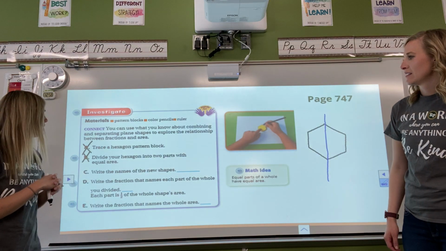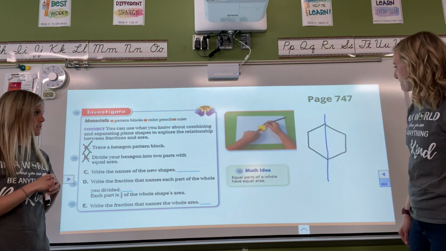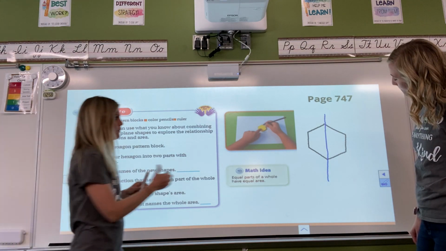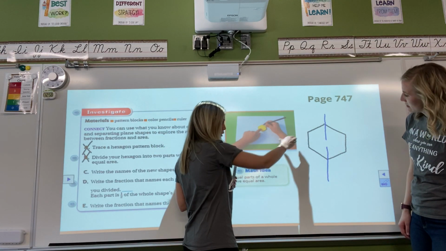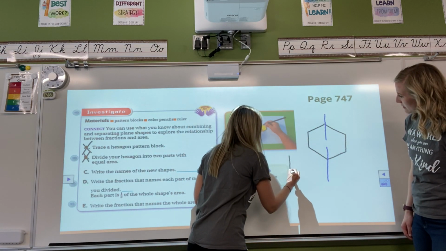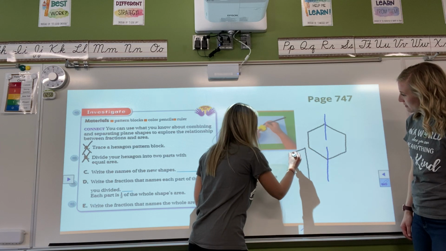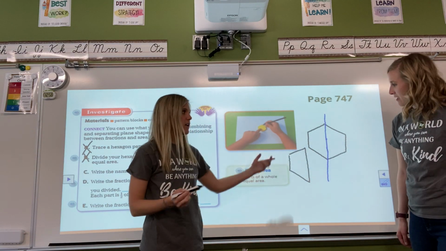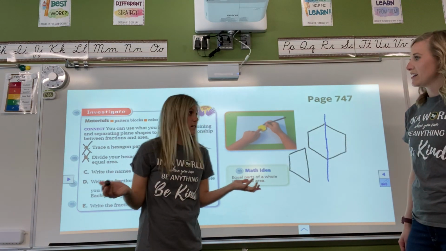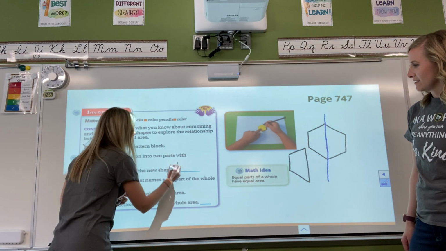C says write the names of the new shapes. Well, I'm looking at this shape. If I was to move it over, it would look like this. I know that shape right there is a trapezoid. So the new shapes are trapezoids.